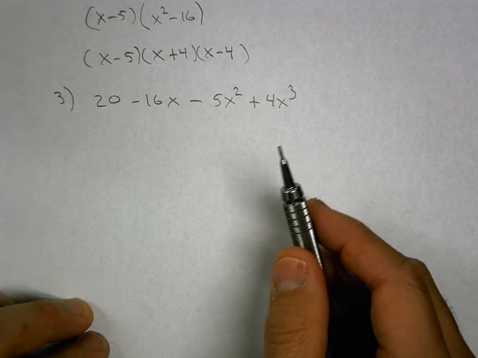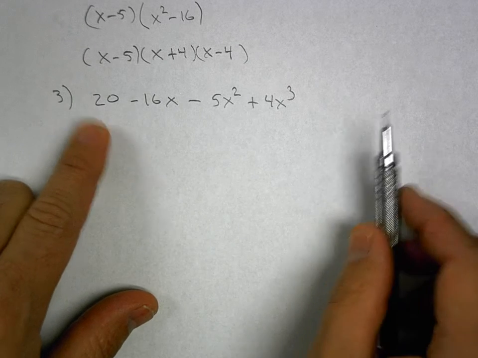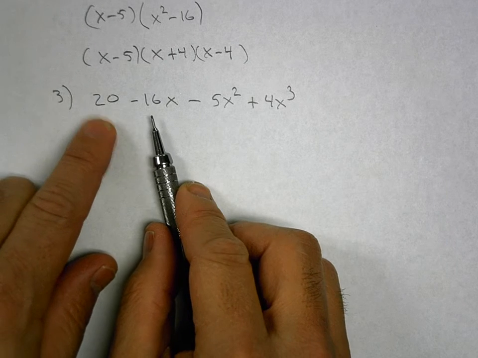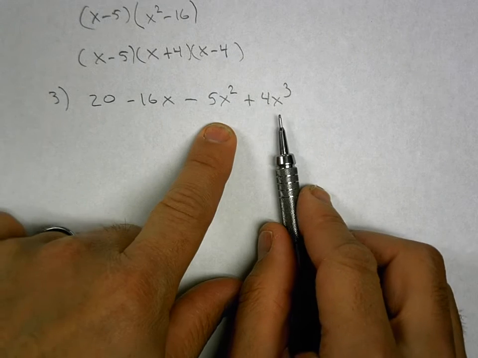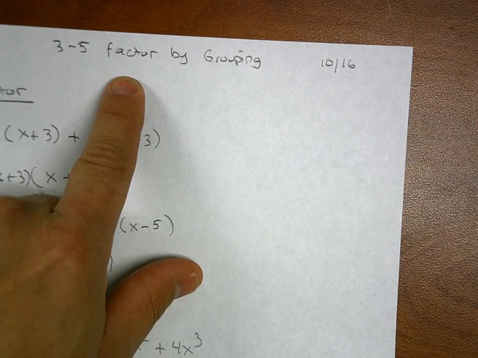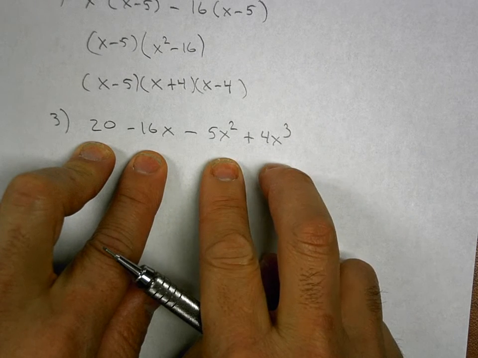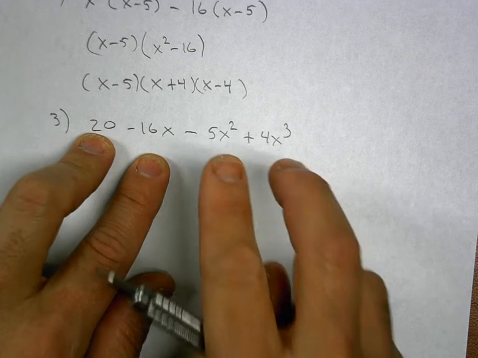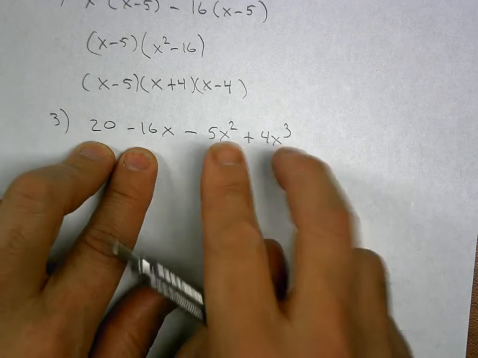Okay, if you have 4 terms, 1, 2, 3, 4, and you recognize 2 of the terms have a GCF and the other 2 have a GCF, then more than likely we want to factor by grouping. We're going to group these 2 and these 2. I call it a 2 in 2 factoring. 2 things and 2 things. But you're going to factor by grouping these 2 and these 2.